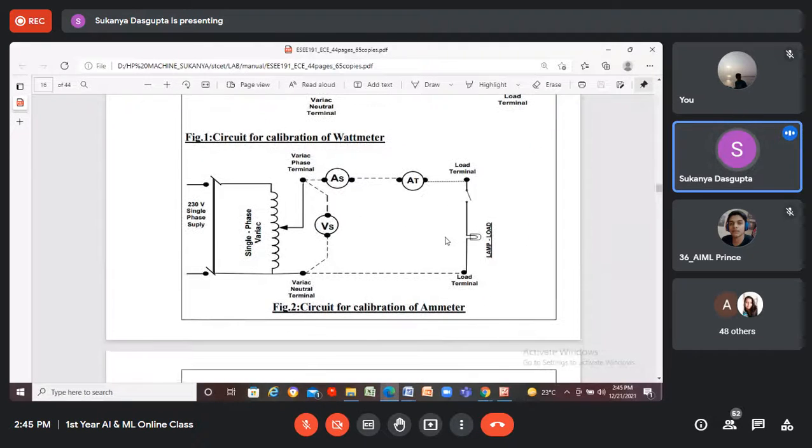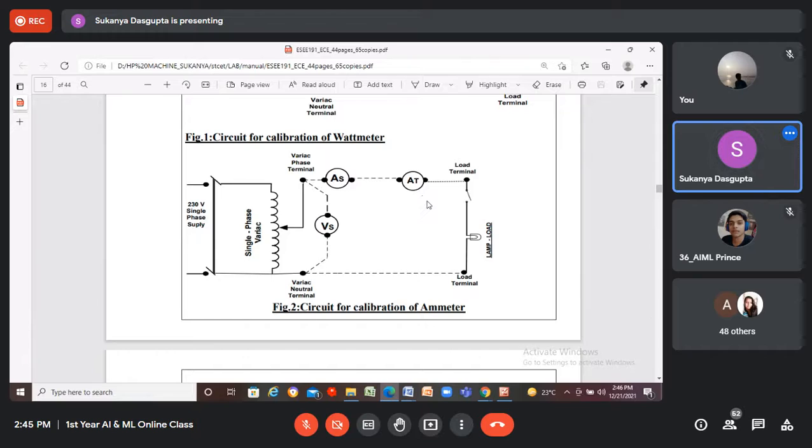And this is the circuit diagram for the calibration of an ammeter. See here, another ammeter is connected. A wattmeter is not required, so I have removed the wattmeter from the circuit diagram, and I have connected one test ammeter. So this VS is the standard voltmeter. Now this time AS is the standard ammeter, and this AT is the test ammeter. All are secondary instruments, but these two are calibrated already, and now we are going to calibrate this ammeter.